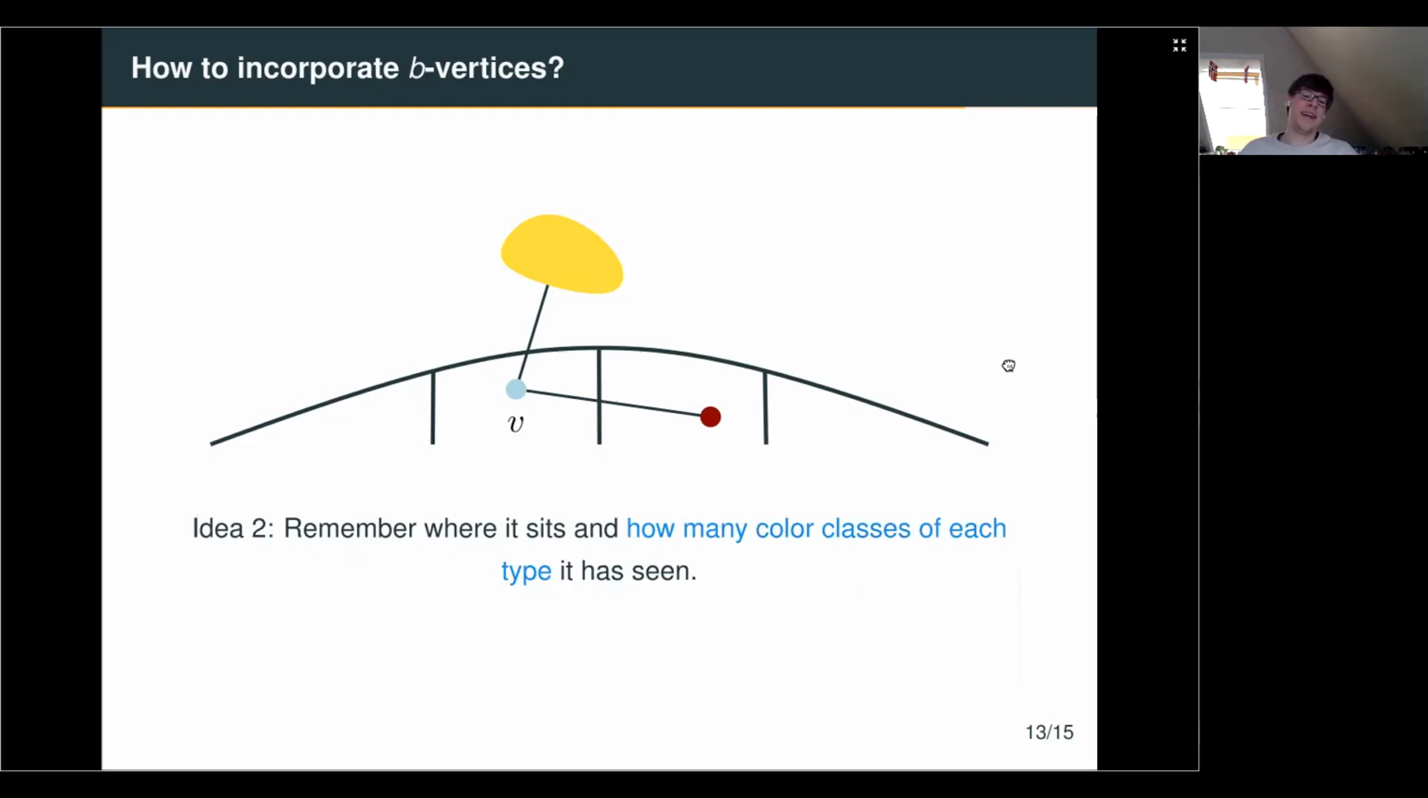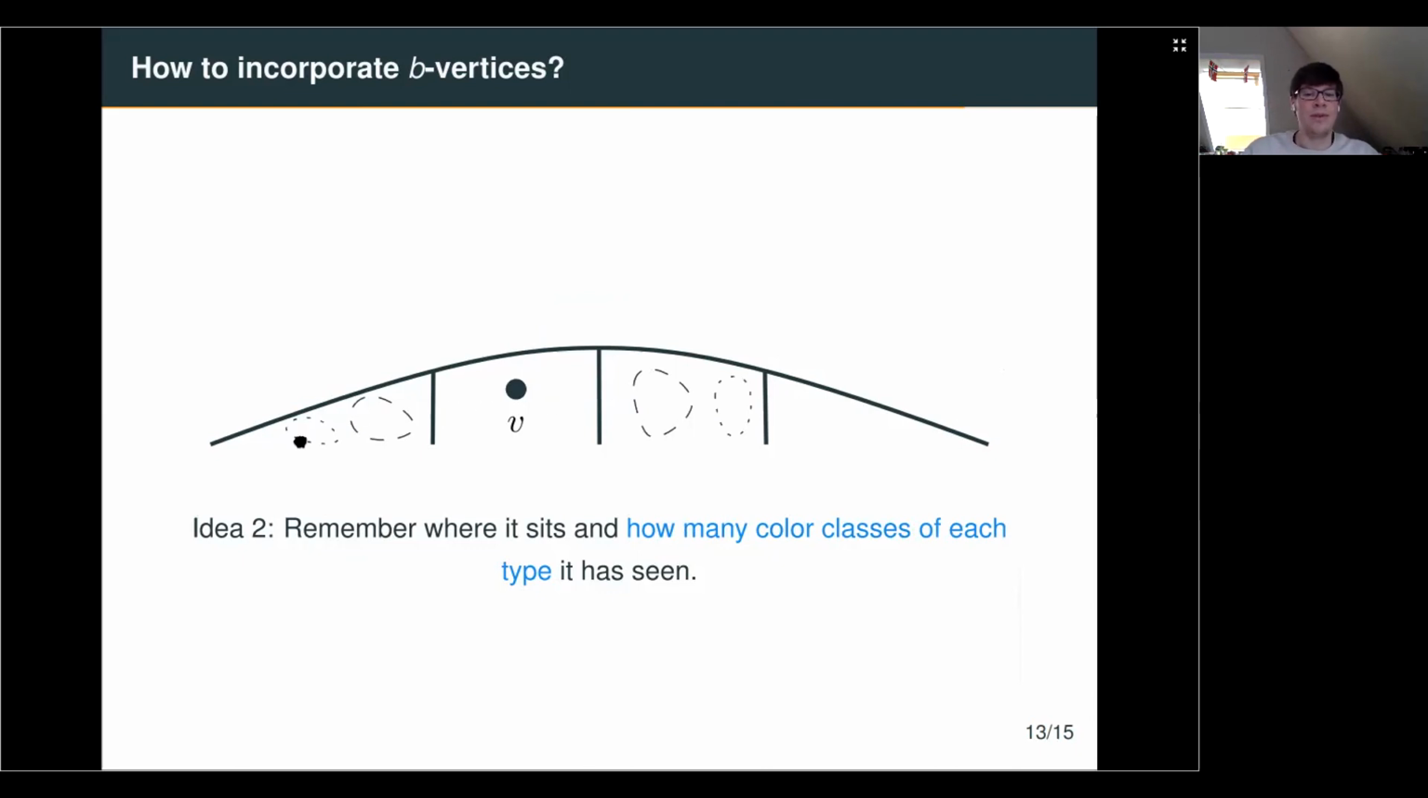So then maybe the second idea would be to remember again where it sits and how many color classes of each type it has seen. But if you think about this for a moment, this also doesn't work for the following reason.